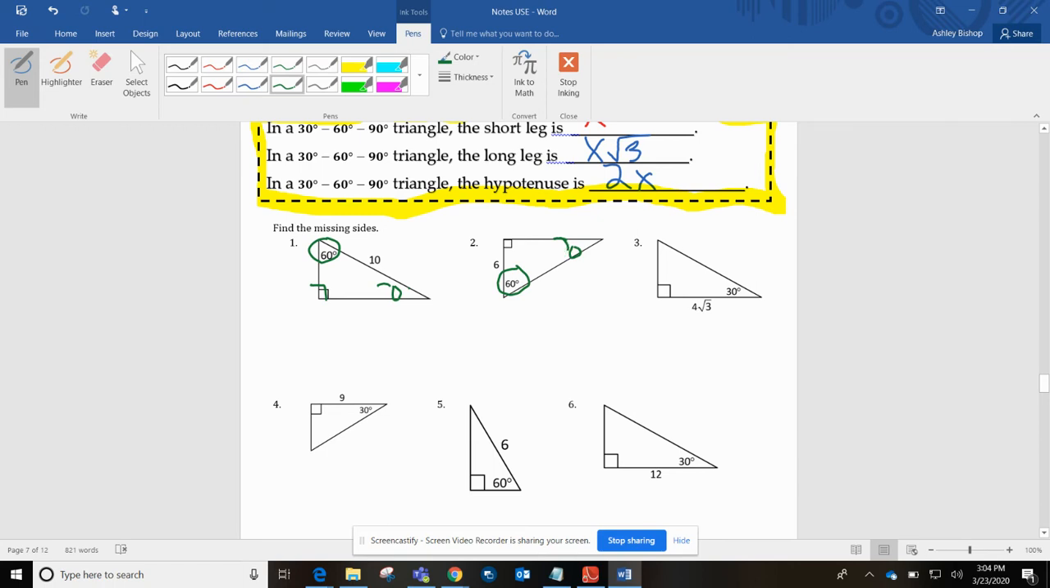And then I have this one over here. I'm given my 30, so that means over here must be my 60. These 30s are not staying 30s. I'm not sure why.